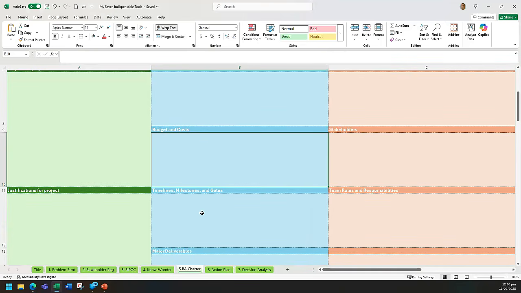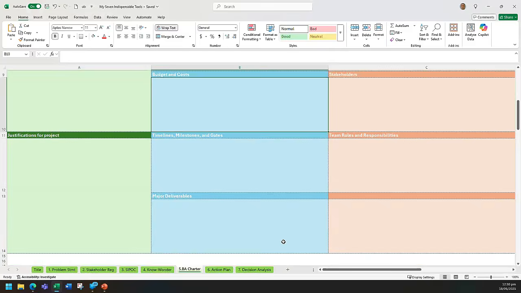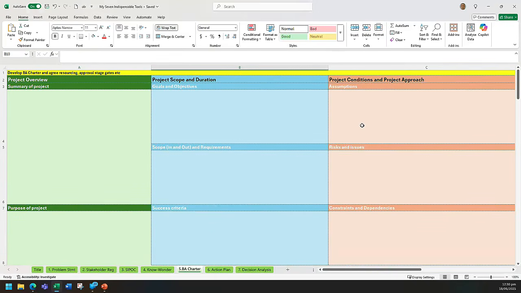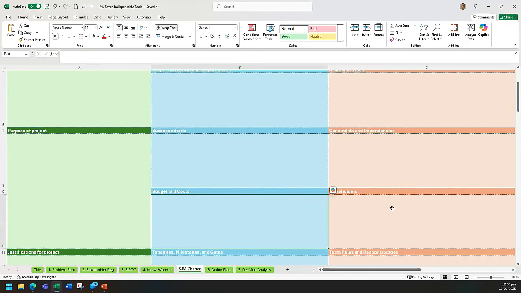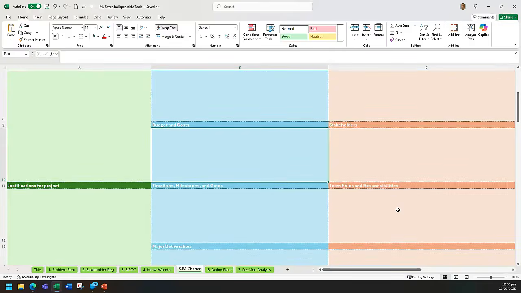So what are timelines, milestones, and gates? The major deliverables is a really important one. What assumptions are we making about it? Risks and issues, constraints and dependencies, stakeholders, and team roles and responsibilities.